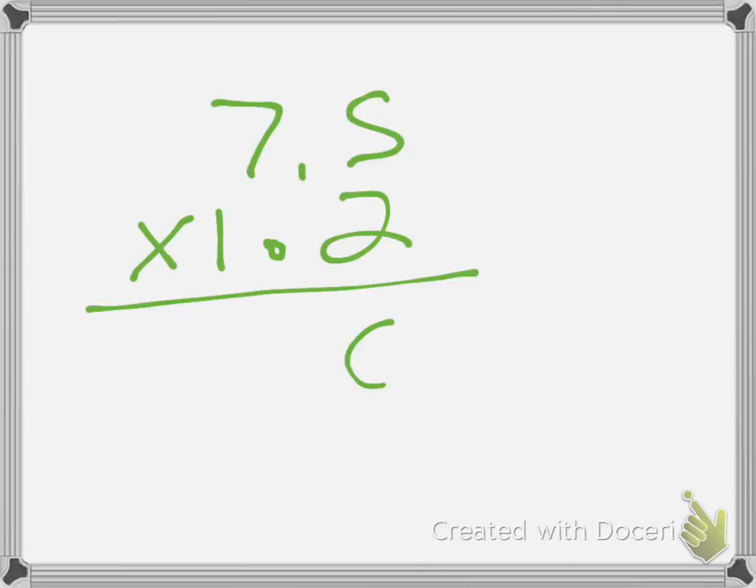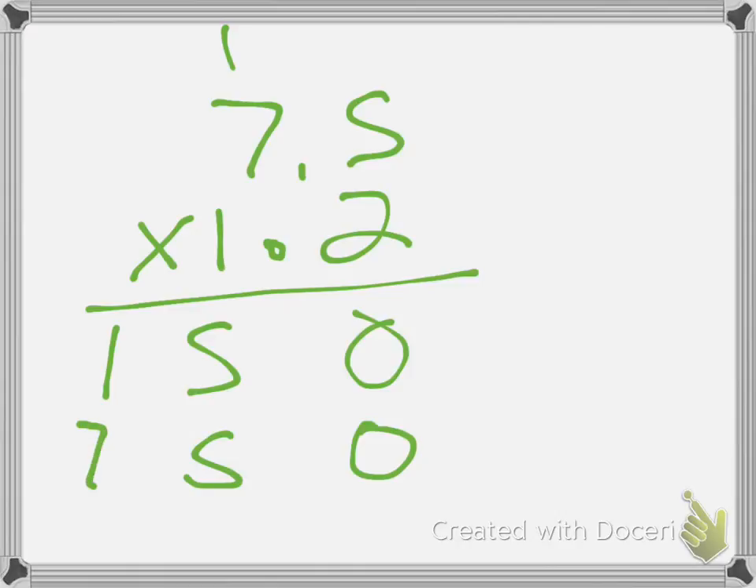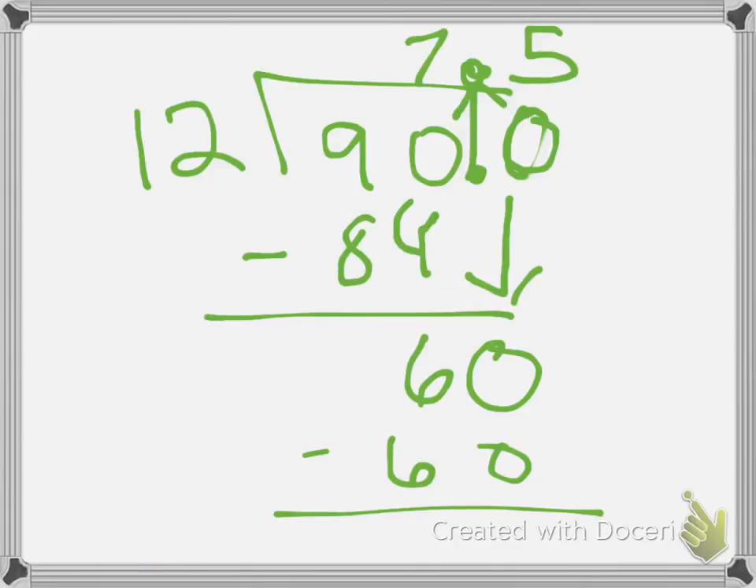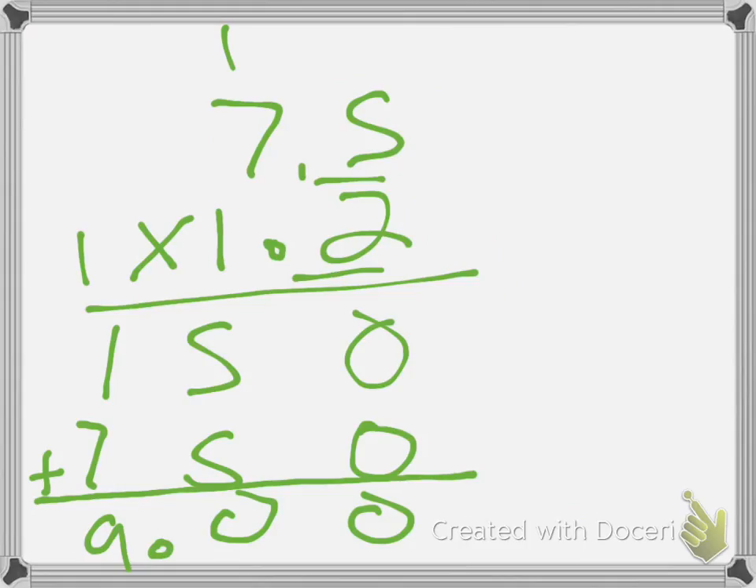5 times 2 is 10. Carry the 1. 7 times 2 is 14, plus 1 more is 15. Okay, hold a 0 for place value. 1 times 5 is 5. And then 7 times 1 is 7. I'm going to go ahead and add them together. 0, 0, carry the 1, and 9. I have 2 place values, so I'm going to move my decimal 2 places to the right to get 9. And what I notice is that 9 is here, and 9 is also here. So that means my answer is correct.